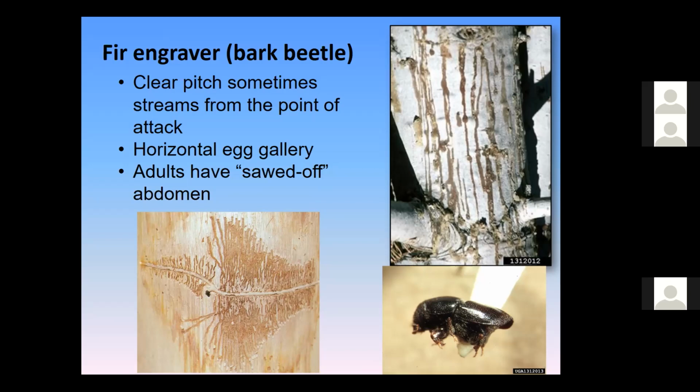And actually, now that I've said that, it is in a different genus. This one, if you see the adults, they're pretty distinctive because it looks like their rear end, so this is the head here, the rear end underneath the wing covers is basically gone, like something took a bite out of it. Whereas some of these other bark beetles I've shown you have kind of a rounded rear end.